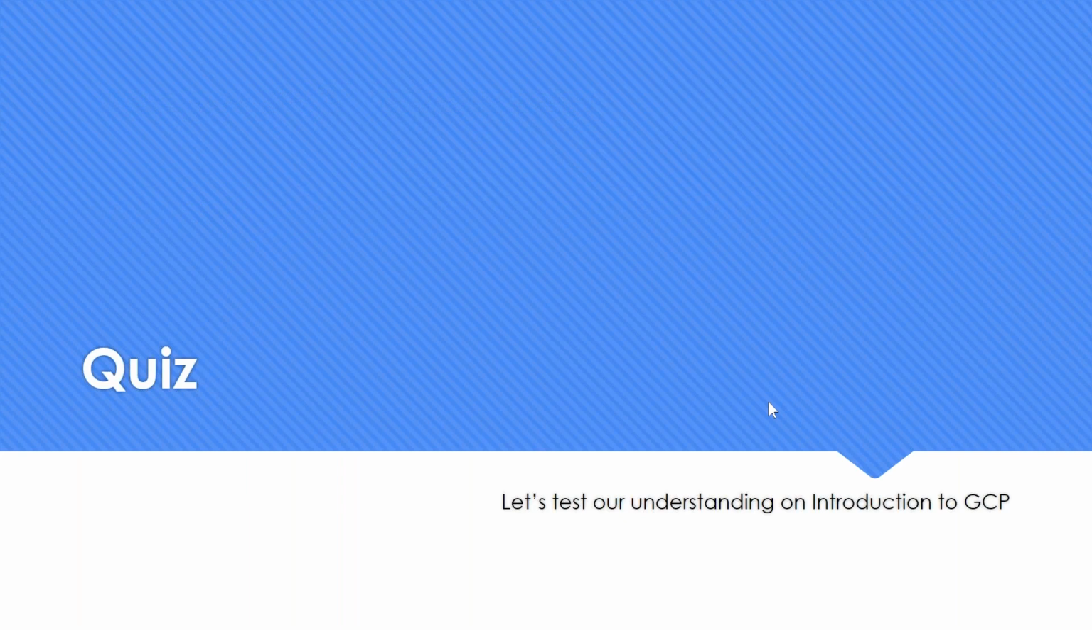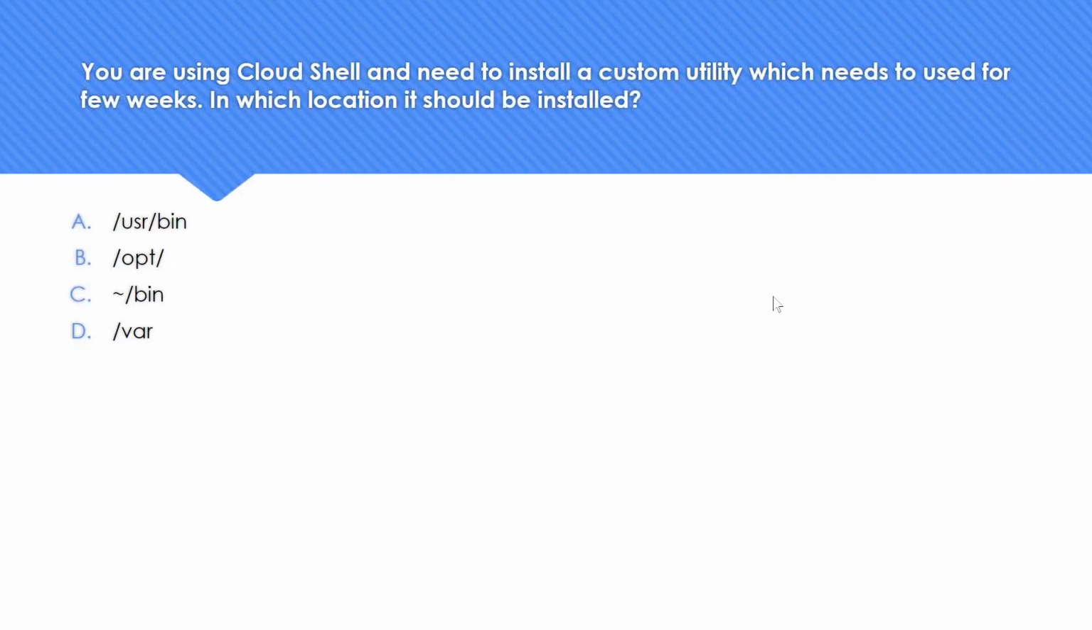A couple of questions. Both are really important questions. This is going to test your skills. The first question: you are using Cloud Shell, and you need to install a custom utility, some software, which needs to be used for a few weeks, maybe 10 days, 20 days. In which location should it be installed?